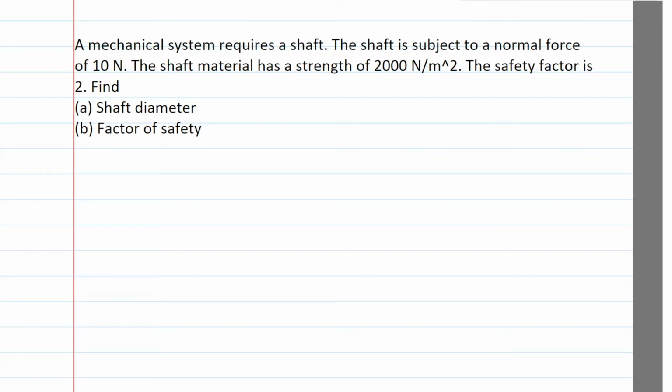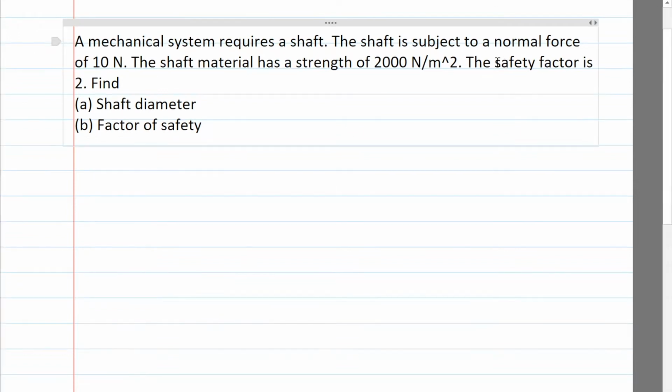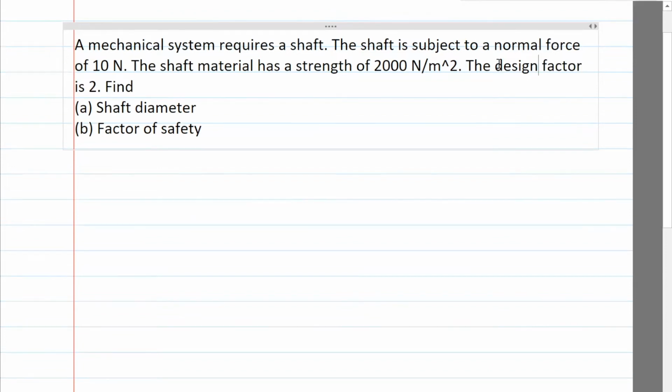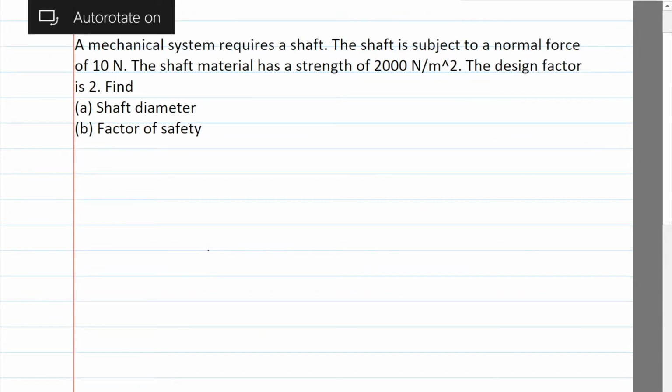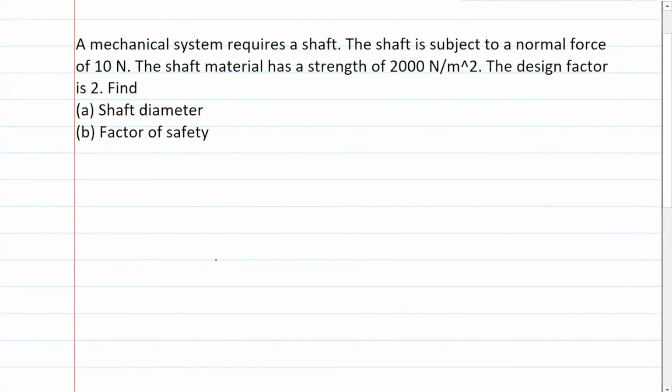The point of this question is to illustrate the two concepts. The safety factor, sorry, that should be design factor. As I said, the design factor is specified by the customer, the client. So let's go ahead and solve this. First, let's put down what we know. N_D is 2. The strength is 2000.